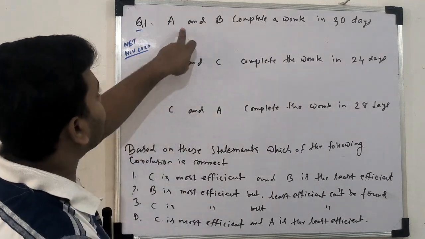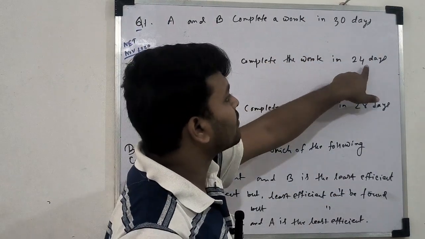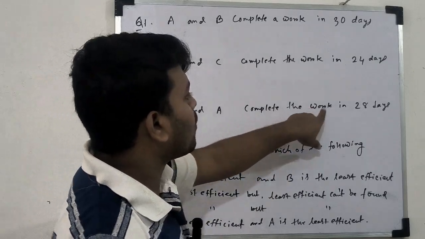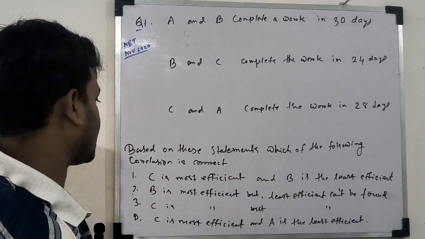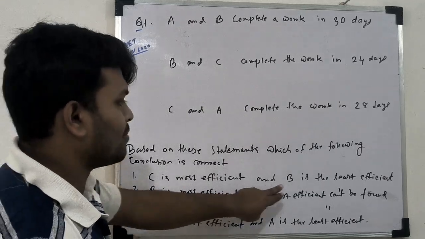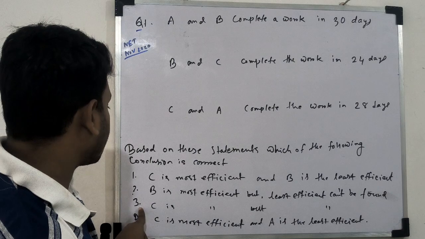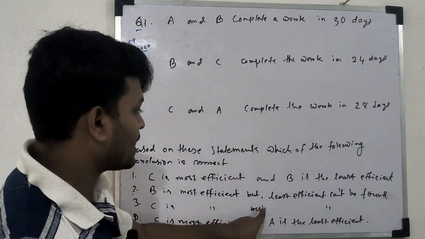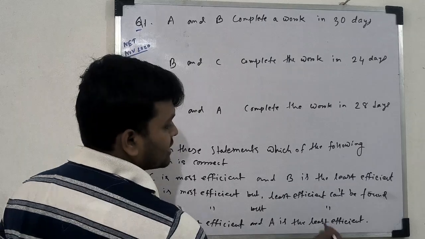The question is: it is given that A and B complete a work in 30 days, B and C complete the same work in 24 days, and C and A complete the work in 28 days. Based on this statement, which of the following conclusions is correct? First option: C is most efficient and B is the least efficient. Second option: B is most efficient but the least efficient cannot be found. Option 3: C is most efficient but the least efficient cannot be found. And the last option: C is most efficient and A is the least efficient.